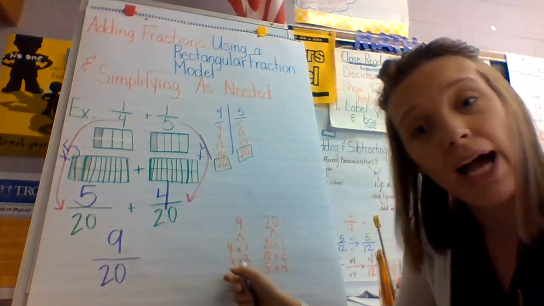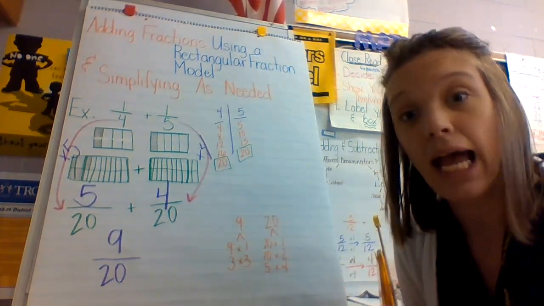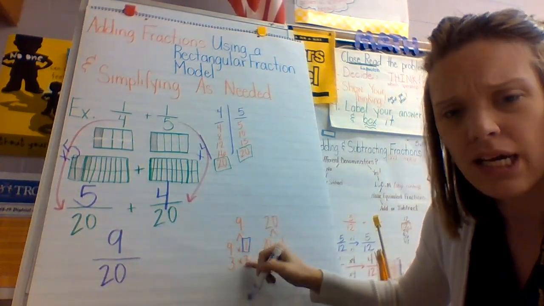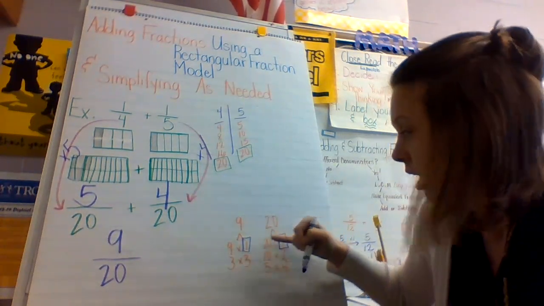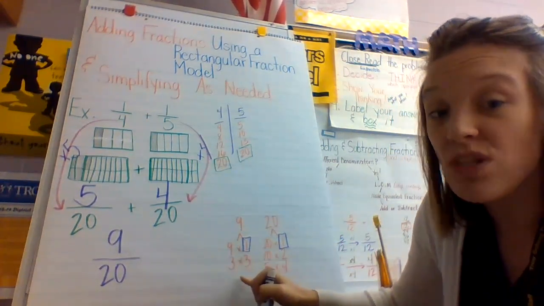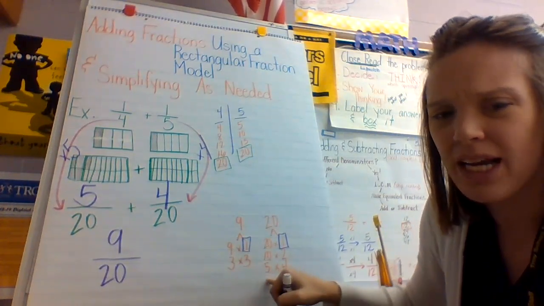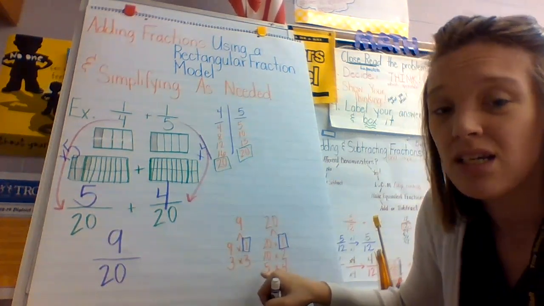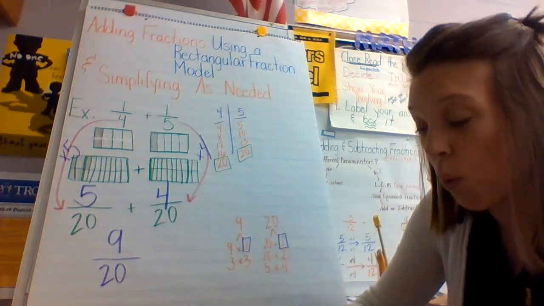Next, I'm going to compare my factors for 9 and 20, and I'm going to see what's the greatest common factor that they share. I see a 1 on this side with my 9s. I see a 1 on this side with my 20s. I don't see a 9 on both sides. I don't see a 3 on both sides. I don't see a 5 on both sides. I don't see a 4 on both sides. I don't see a 2 on both sides. Definitely don't see a 10 or a 20 on both sides. So my greatest common factor is 1.